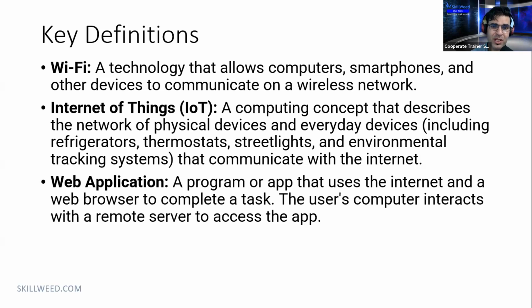They can tell you the temperature. They can tell you like the very basic things, okay? So these Internet of Things devices, these sensors are super smart. So if you have access, you can easily use that. It is a computing concept that describes a network of physical devices and everyday devices, including refrigerators, my goodness, thermostats, street lights, environmental tracking systems.